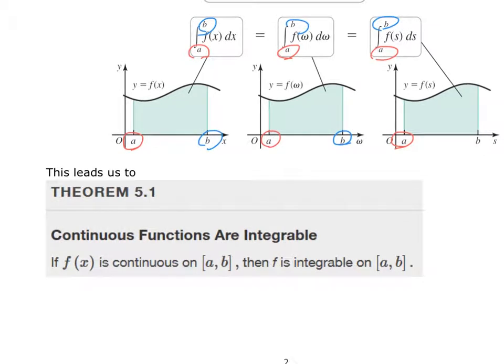That leads us to this. Continuous functions are always integratable. So if my function is continuous on that interval, then it is integratable on that interval. These are closed intervals. Closed just means I include the endpoints. That's all it means. Okay?